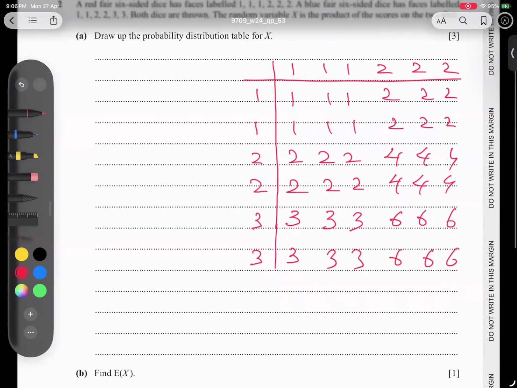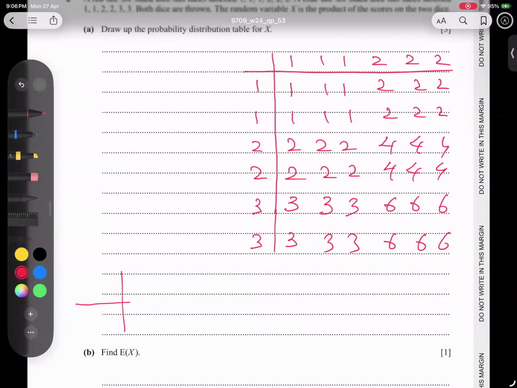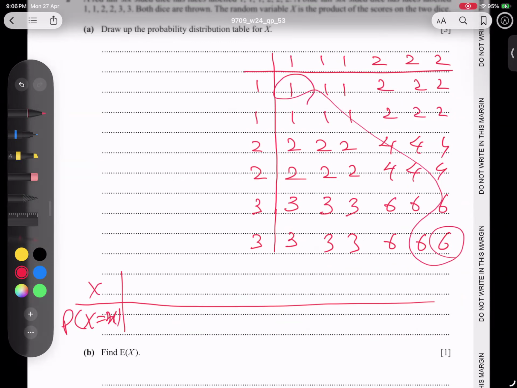So how many product options do we have? Let's try to do it. So this is X, the probability of X, and the options we have: the smallest is 1 and the biggest option is 6. So the options are 1, then 2, then 3 also available, 4, and 6. So we have a total of 5 options.